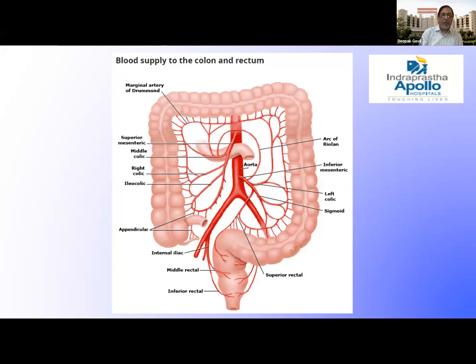Coming to the blood supply, as I told you, most of you know that this is the superior mesenteric artery, and this goes on and forms the ileocolic vessel, then the right colic vessel, the middle colic vessel, the right and the left branch, the left colic vessel, and the sigmoid arteries, and then the IMA goes as the superior rectal vessel.